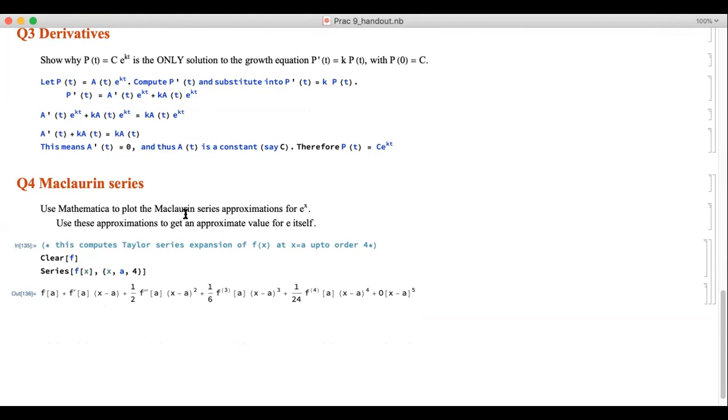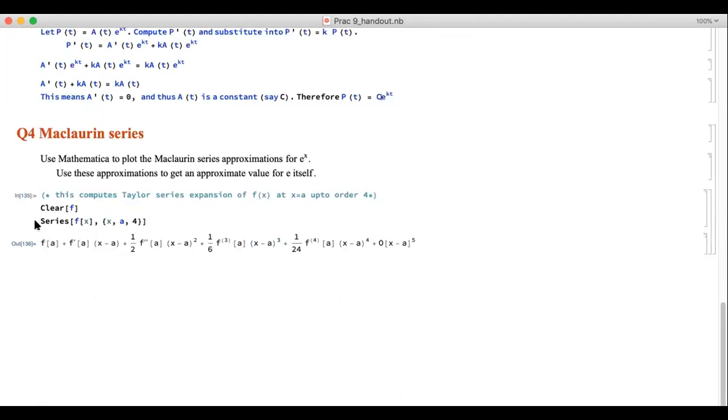Yeah, Maclaurin series is a Taylor series at a equals 0. In Mathematica, you can use the Series function to compute the series expansion up to a specific order. Okay. In this case, I have computed Taylor series of f(x), f(x) is not given yet, up to order 4 at the point a. So if you want to compute Maclaurin series, a is 0 in this case.